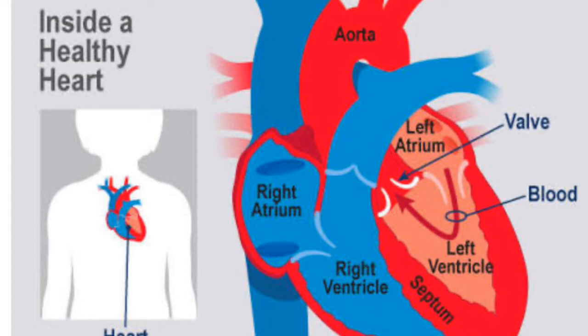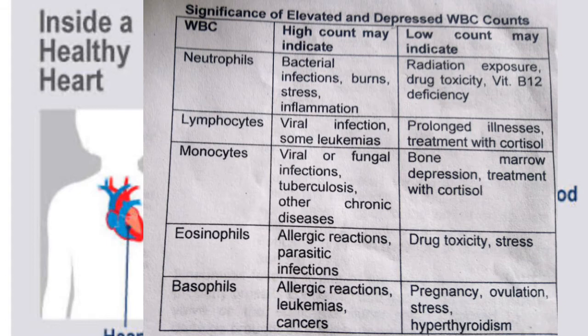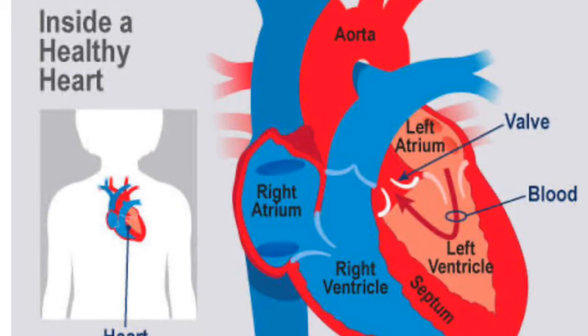White blood cells or leukocytes, colorless and do not contain hemoglobin. Normal number, 5,000 to 10,000 per cubic millimeter of blood. Lifespan, about 9 days. Function is to combat inflammation and infection. Production, it is produced in the bone marrow. Significance of elevated and depressed WBC counts.